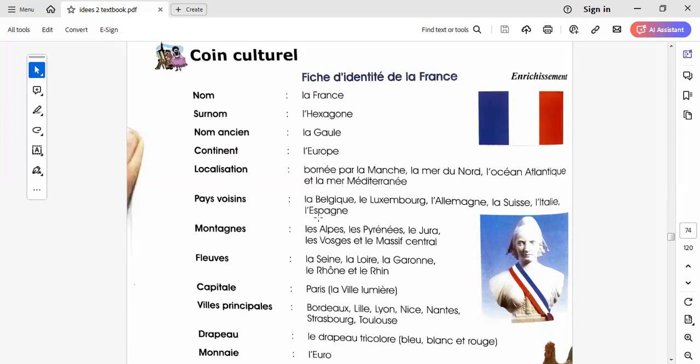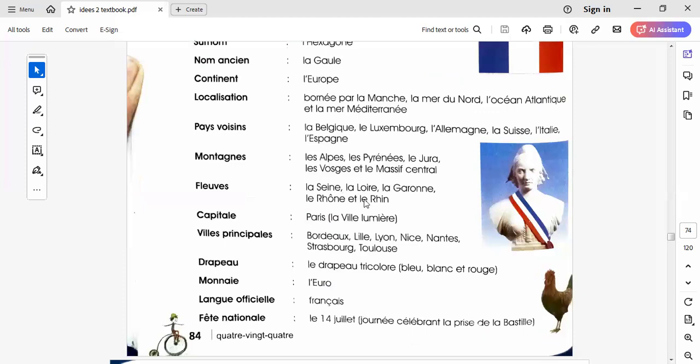Pays voisins, the neighboring countries, la Belgique, le Luxembourg, l'Allemagne, la Suisse, l'Italie, Spain. These are Belgium, Luxembourg, Germany, Switzerland, Italy, and Spain. Montagne, the mountain ranges of France, les Alpes, les Pyrénées, le Jura, les Vosges, et le Massif Central. These are the mountains in France. Fleuve is rivers. La Seine, la Loire, la Garonne, le Rhône, le Rhin. These are the rivers in France.